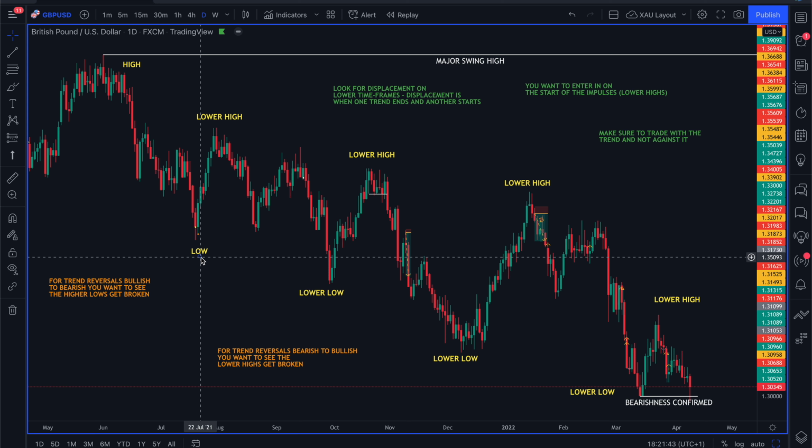But just to reiterate, we obviously have a high set, a low set. We then have a lower high, a lower low, followed by another lower high. And as we can see, this has continued throughout. This here marks the major swing high on the 1 day time frame. And if we look just a little bit lower, we have a structural low set here in the market.